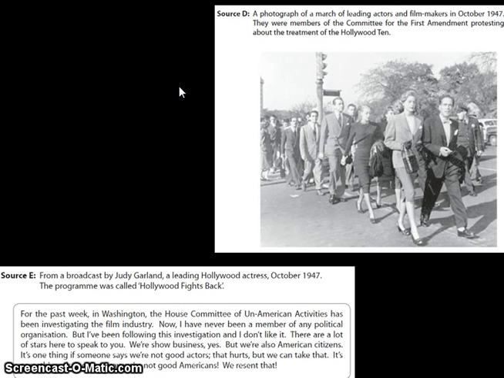So you can see that source D is a photograph of a march of leading actors and filmmakers in October 1947. They were members of the Committee for the First Amendment protesting about the treatment of the Hollywood 10. And down at the bottom we've got source E, which is from a broadcast by Judy Garland, who was a leading Hollywood actress. And this is from October 1947, and the programme was called Hollywood Fights Back. I'm just going to give you 20 seconds to read source E.